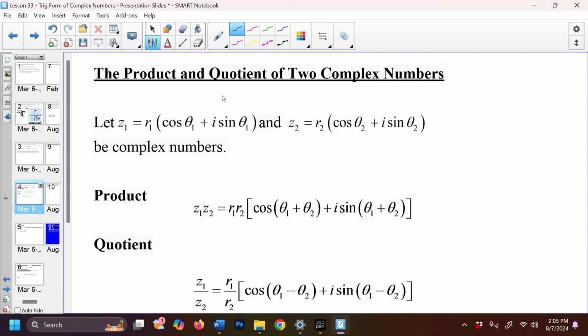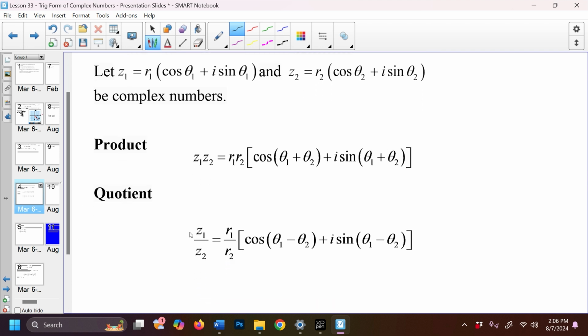All right. The product and the quotient of two complex numbers. Let z1 be r1 times the quantity cosine theta 1 plus i sine theta 1, and z2 be r2 times the quantity cosine theta 2 plus i sine theta 2, two complex numbers. Then the product z1 times z2 is r1 times r2 times the quantity cosine of theta 1 plus theta 2 plus i sine of theta 1 plus theta 2. For the quotient of those two numbers, if I'm dividing, I divide the r's, and then instead of adding the thetas, we subtract the thetas.